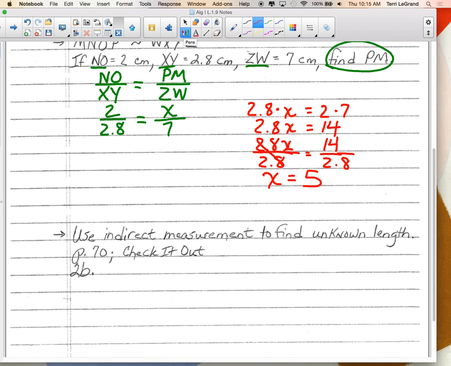Okay, so is that our answer? Are we done? No, the length of PM is what they wanted. Length PM is equal to 5 centimeters. Okay, there's our final answer.